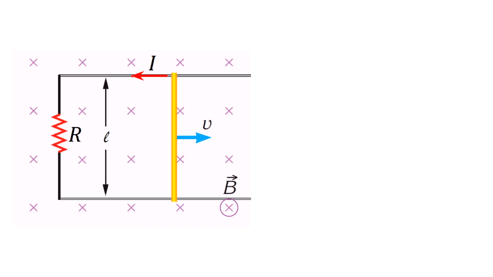Speaking of current, we can find it as follows. The resistance of the circuit, we know it's R, so the magnitude of the induced current is EMF over resistance, or VBL over R.